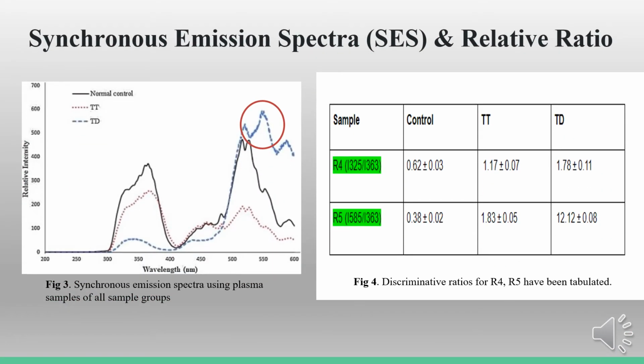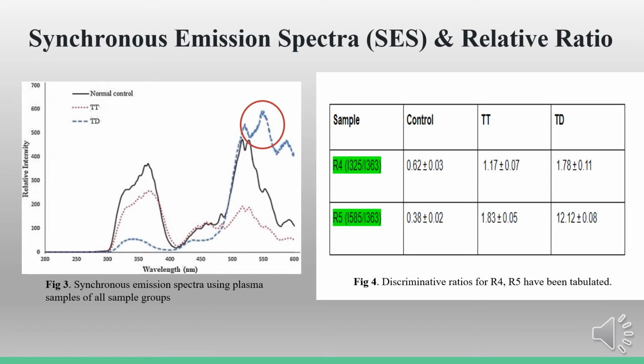In figure 3 we have the synchronous emission spectra of sample groups, which show the relative intensities at 325 and 363 nanometers, which were lower in the thalassemia trait and disease samples than in the control, while the peak at 525 nanometer was higher in the thalassemia trait samples when compared to the other two.